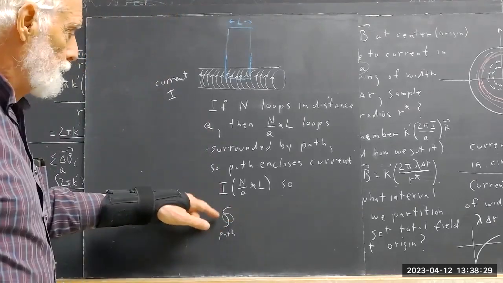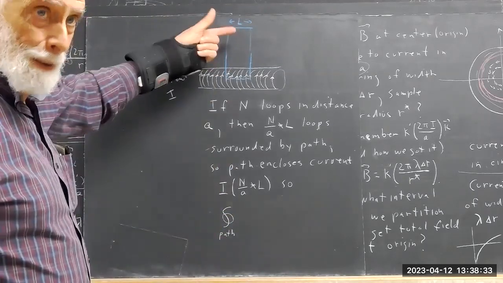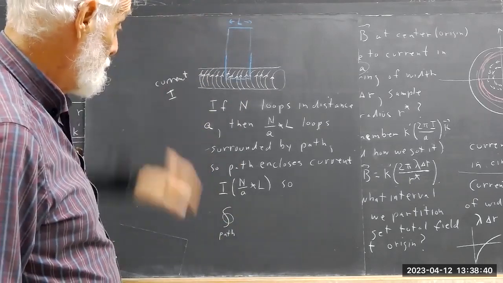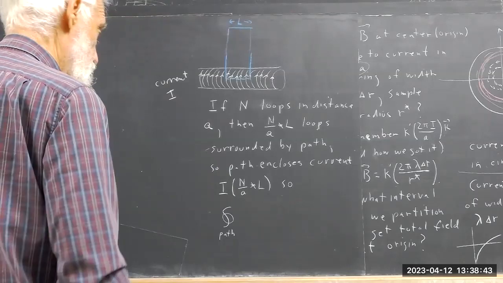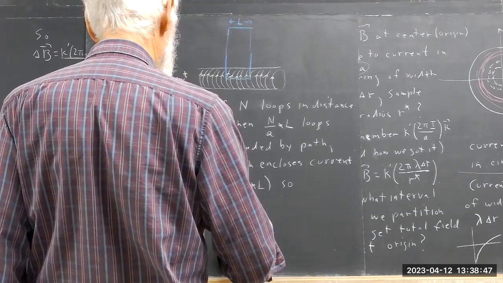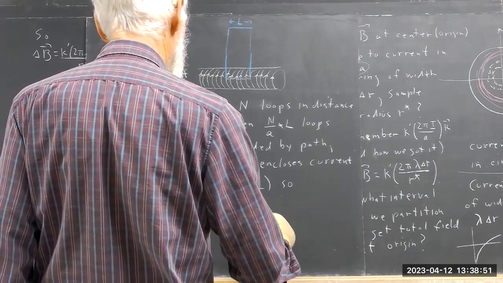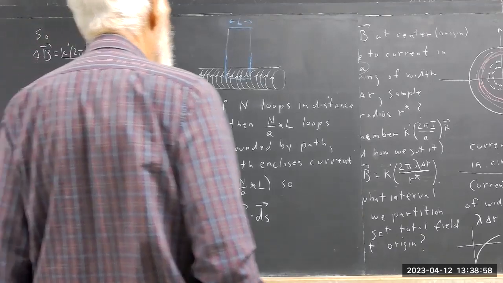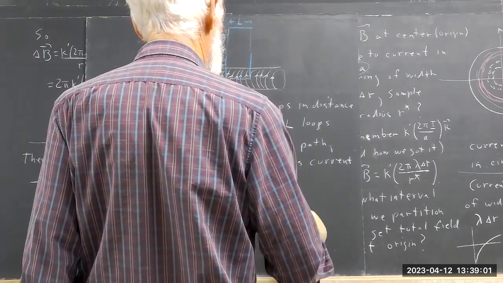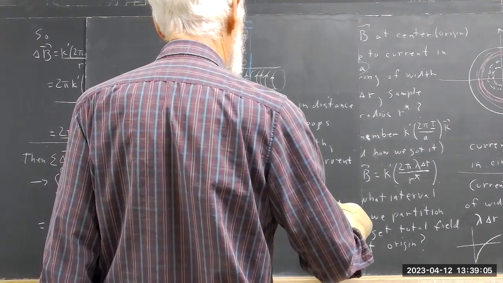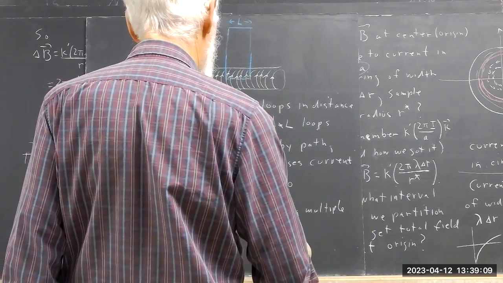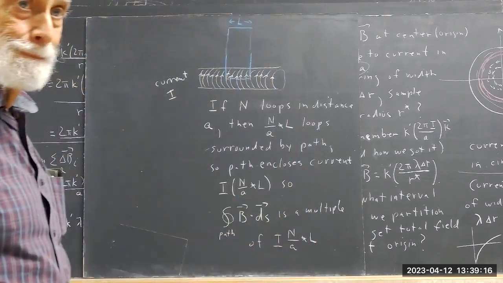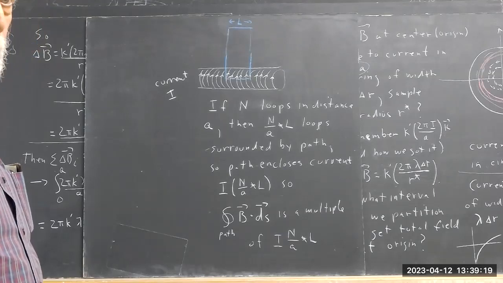Integral over the path. I put a little circle on this integral sign to indicate it's a closed path. I'm going to draw it closed. That's what I'm saying, that it's closed, but that's part of the setup. Integral over the path of B dot dS. It's a multiple of this. I'm not going to tell you what that multiple is, but we'll figure it out in a minute.